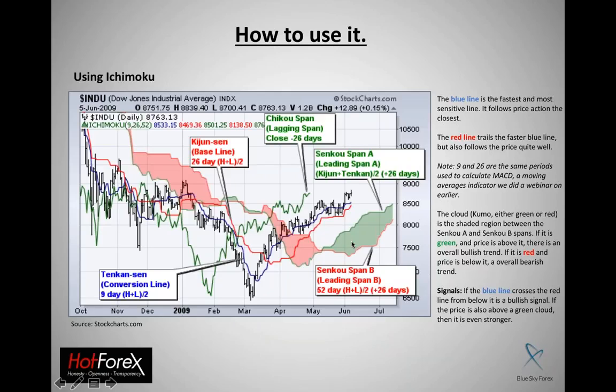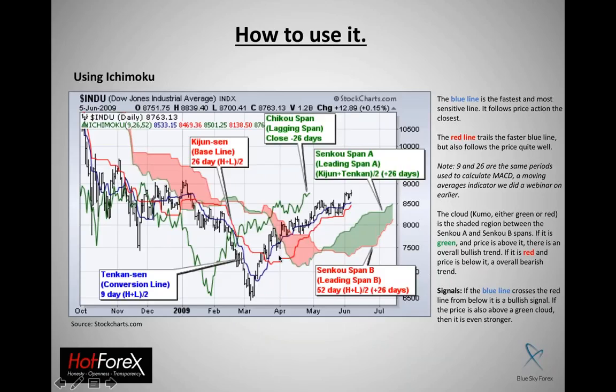Now, let's talk about signals. If this blue line crosses the red line from below, like you see here, you see this very, very clearly here around March, April, mid-March, this is a bullish signal. If the price is also above the green cloud and you get this crossover, that's an even stronger signal.